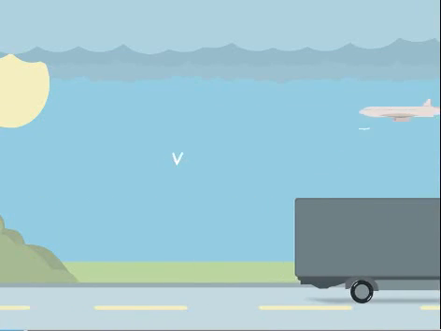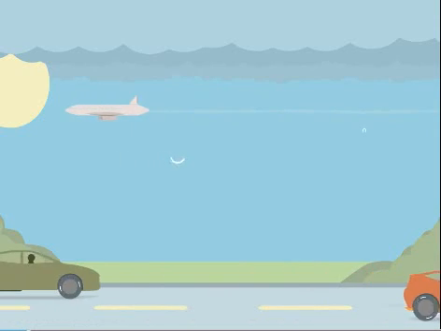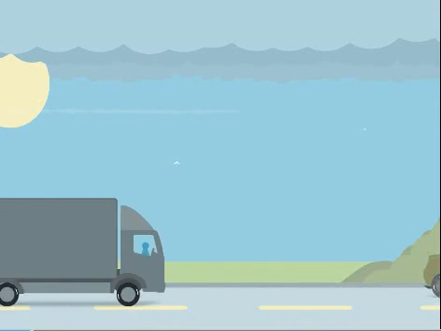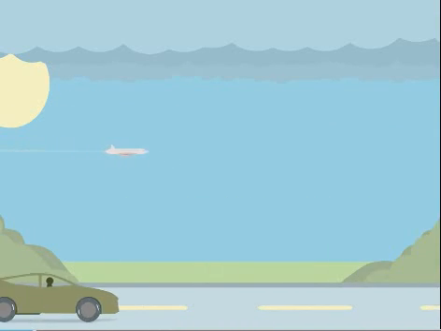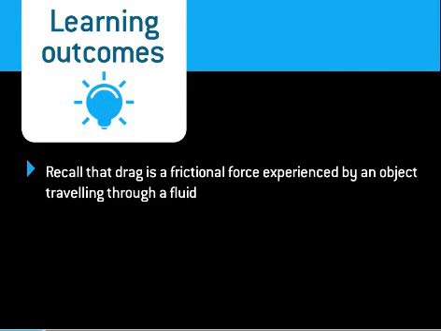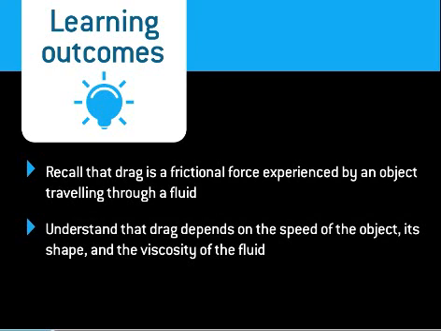Almost all objects that move are affected by drag. But what is drag, and how does it affect the motion of objects? To understand this, we need to recall that drag is a frictional force experienced by an object travelling through a fluid. Understand that drag depends on the speed of the object, its shape, and the viscosity of the fluid.